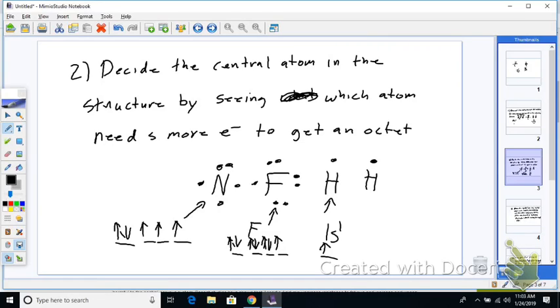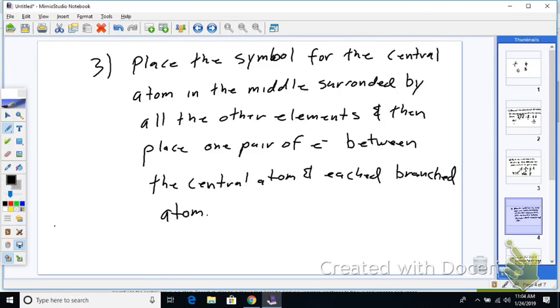When you put your structure together, what you're going to do is put your central element symbol in the center of your molecule, or your structure, and then surround it by all the other elements. So you're going to put nitrogen in the center, and you're going to surround nitrogen by all the other symbols present. Okay, and you want to put them around at 90 degrees. So at 12 o'clock, 3 o'clock, 6, and 9. So that we're all kind of doing it the same way.